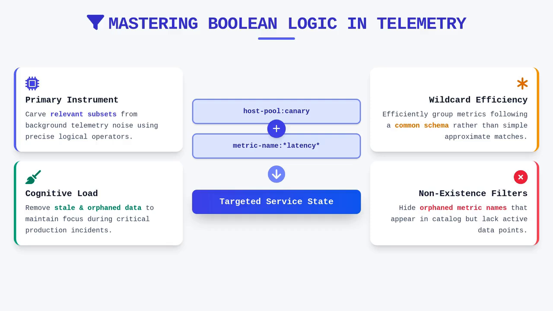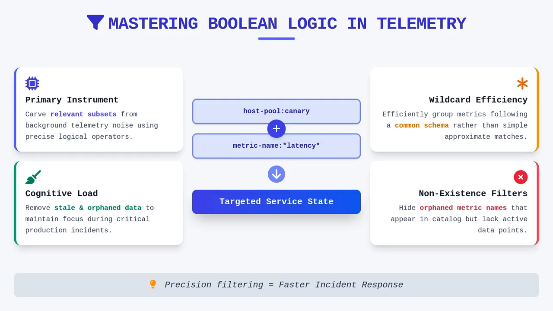When you encounter orphan metric names, those that appear in your catalog but demonstrate no active data points, you should leverage non-existence filters to effectively hide them from your search results. Keeping your view clean of stale data is not just an aesthetic choice. It reduces cognitive load when you are responding to an actual production incident.